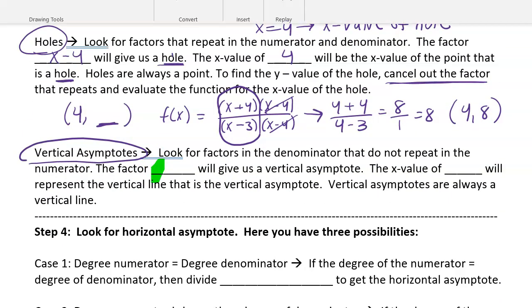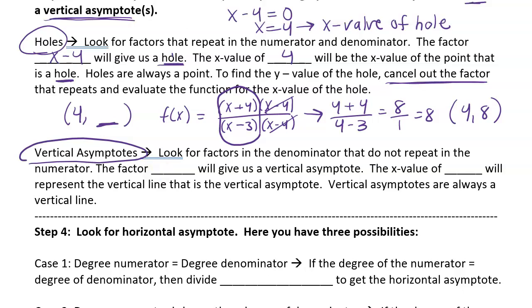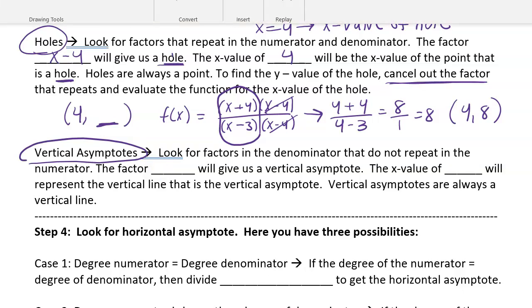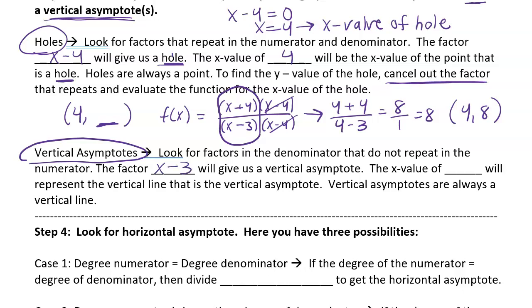Let me change back to the pen. Okay, so the factor x minus 3 will give us a vertical asymptote, and that means the x value of 3 will represent a vertical line that is the vertical asymptote. And we always write lines as an equation, so you will say x equals 3. Okay? And right here you can just think about what we did before, setting that equal to 0 and solving that. Okay?